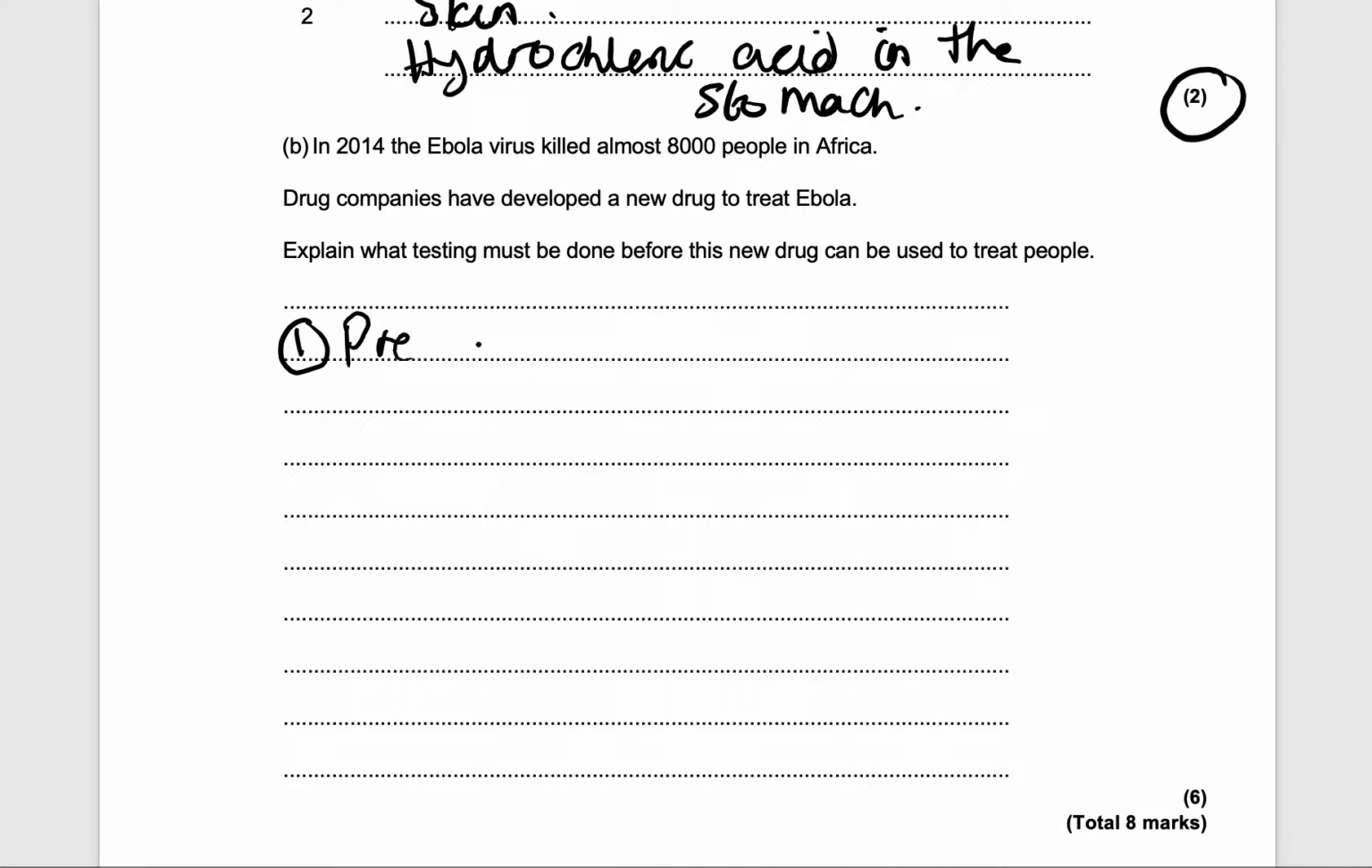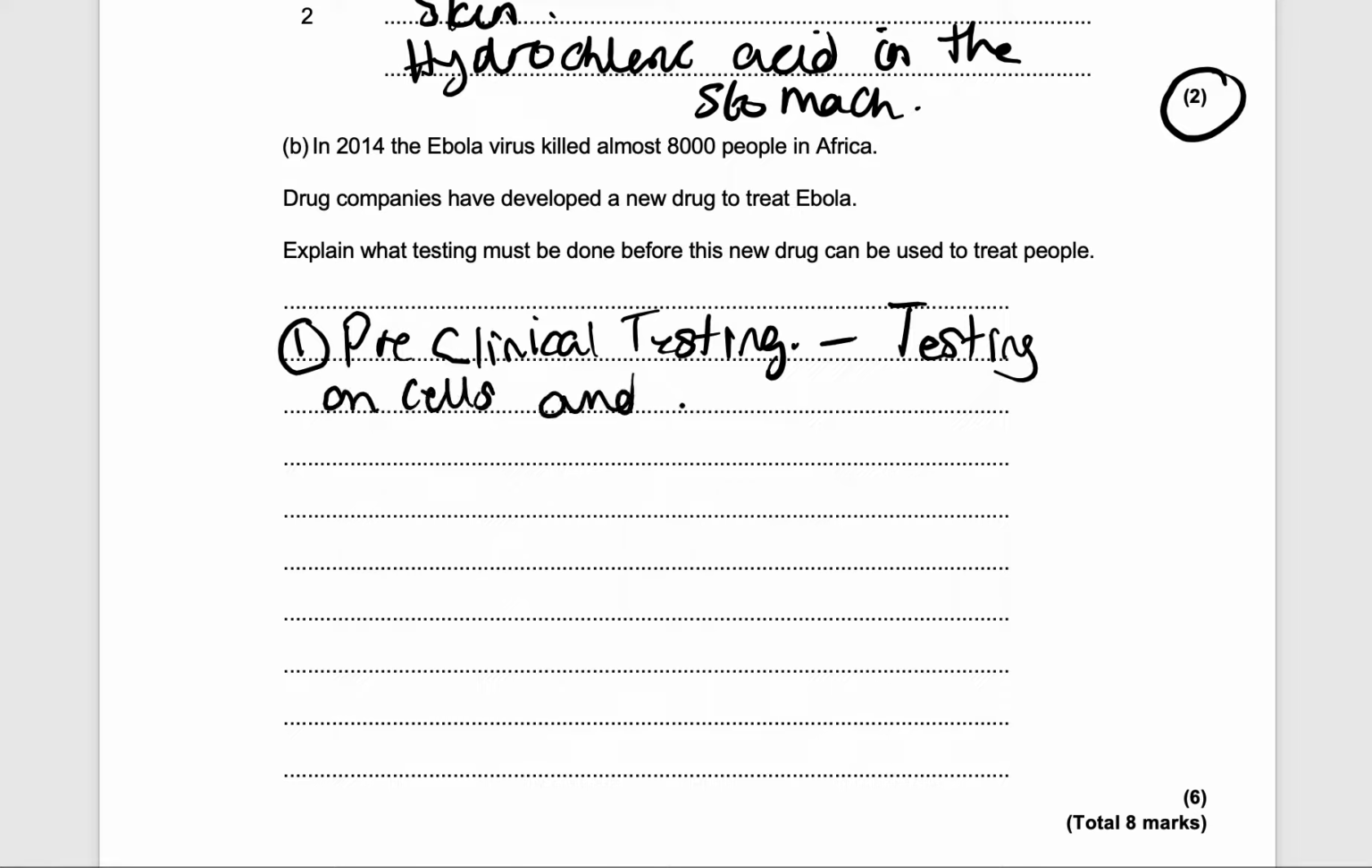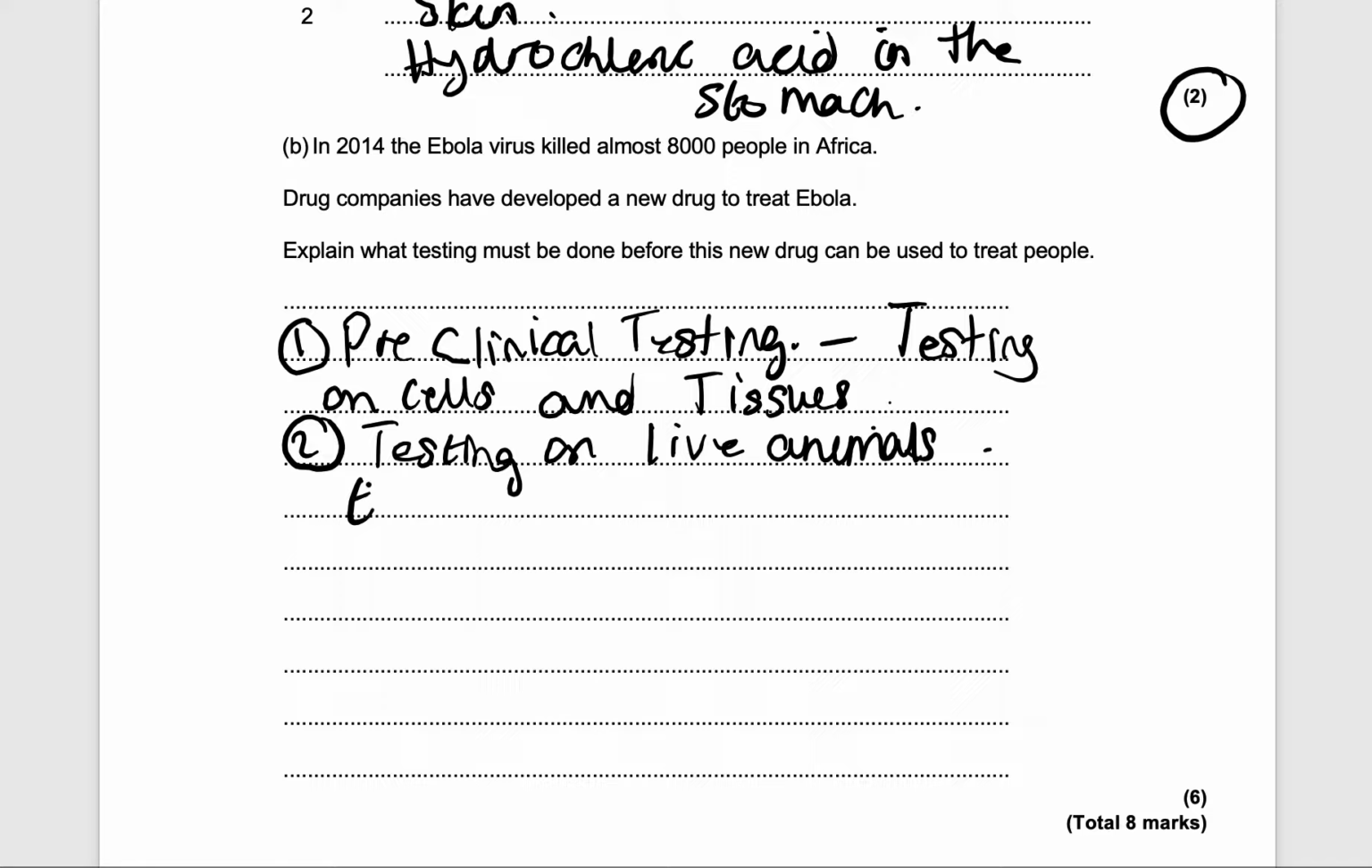Well, preclinical testing is going to happen, and the first one is testing on cells and tissues in a laboratory. So testing on cells and tissues. Step 2 is going to be testing on live animals, and this is to check the efficacy, the dosage, and the toxicity.